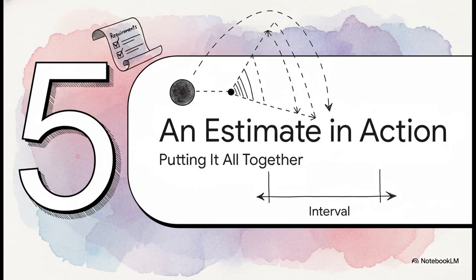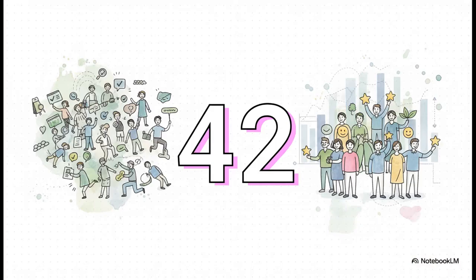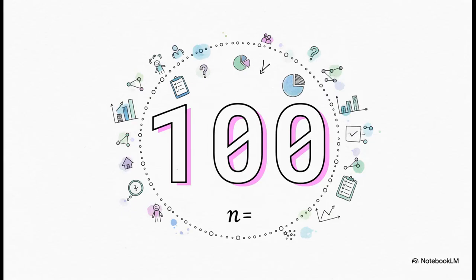All right, enough theory. Let's get our hands dirty and see how all these pieces, the point estimate, the margin of error, the whole interval, actually work together in a real example. This is where it all clicks. Okay, let's pretend we did a survey and found that 42 people had the trait we were looking for. So our X is 42. And let's say we asked a total of 100 people. That makes our sample size n an even 100.